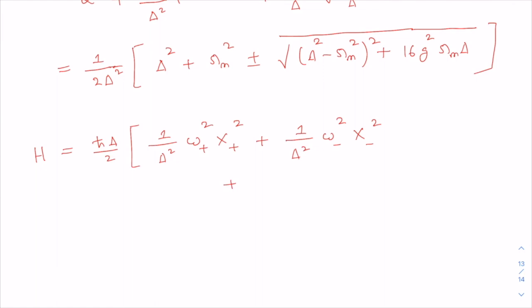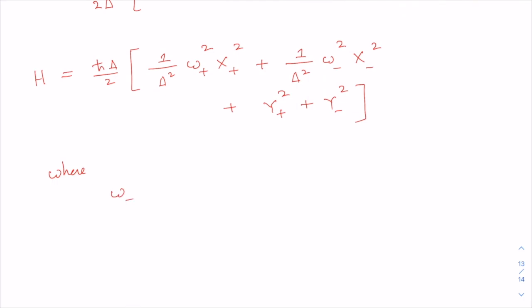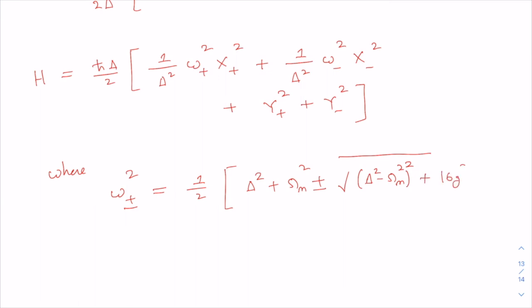And I will have, you see, I don't have any cross term. So these are the terms I have, where this omega plus as well as this omega minus is defined as, square is defined as a half of delta square plus omega m square plus minus square root of delta square minus omega m square whole square plus 16z square omega m delta. Okay, so this is what I will have.